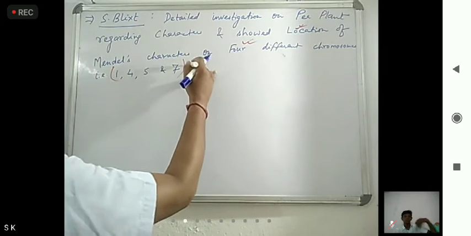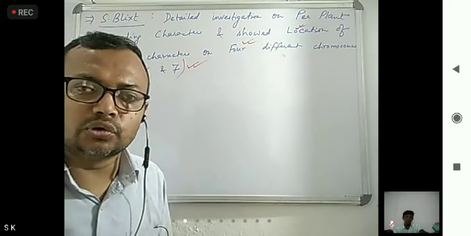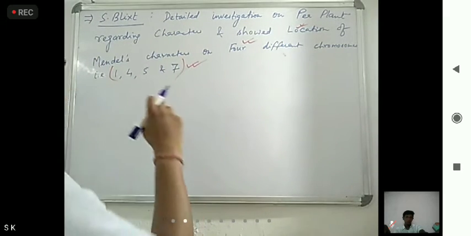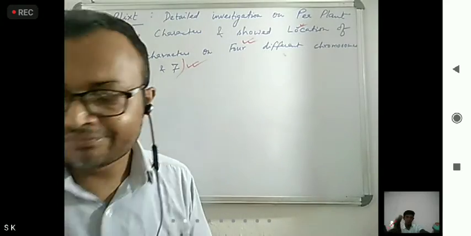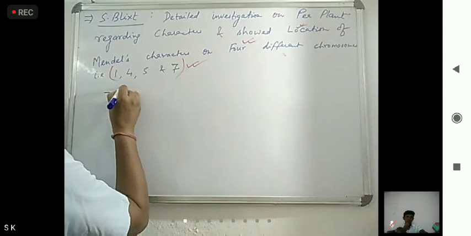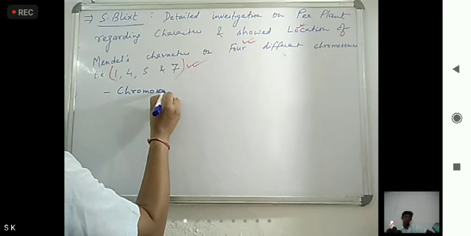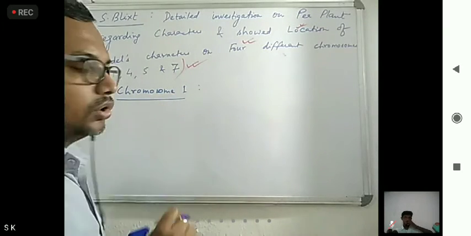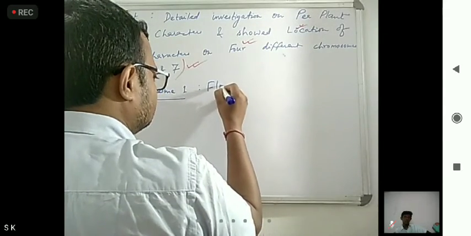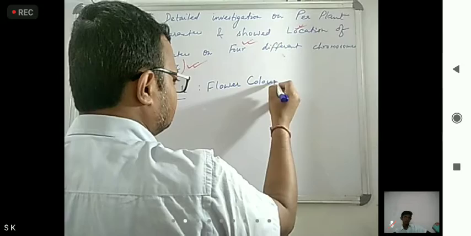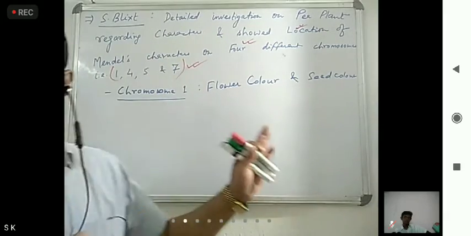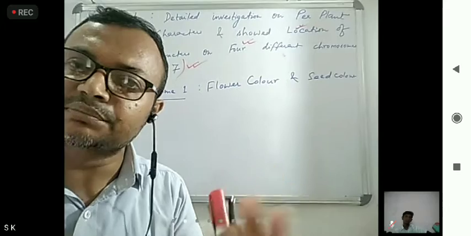This you have to remember, very, very important: what are the 4 different chromosome numbers that Mendel worked on? The 7 characters that Mendel chose were on chromosomes 1, 4, 5, 7. Now we have to see which chromosome carries which characters. First, chromosome 1: flower color and seed color were chosen by Mendel. Chromosome number 4 contained the maximum characters.